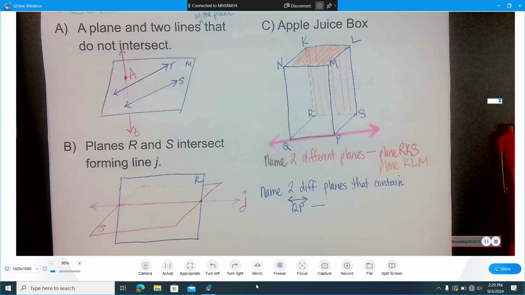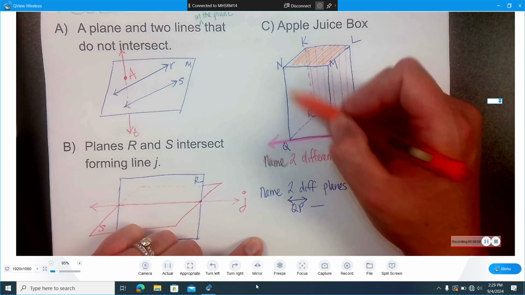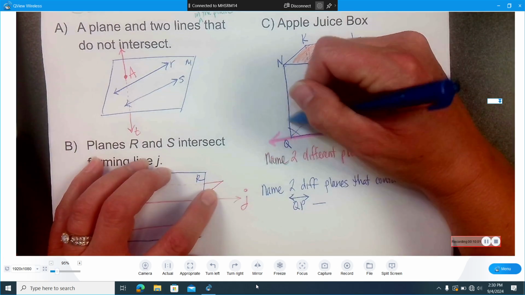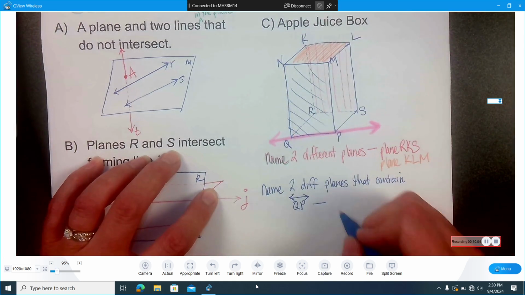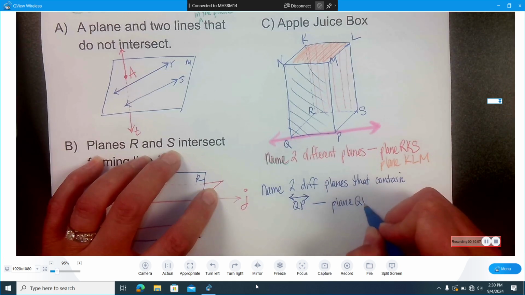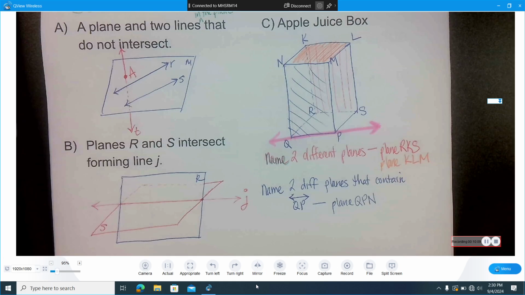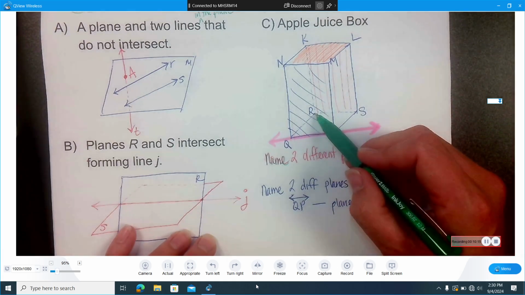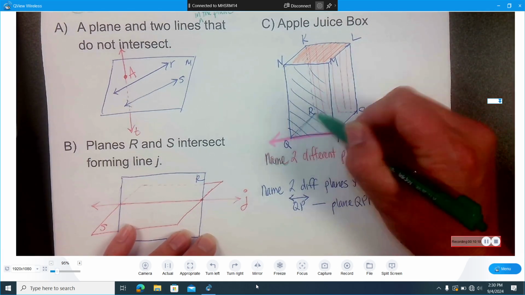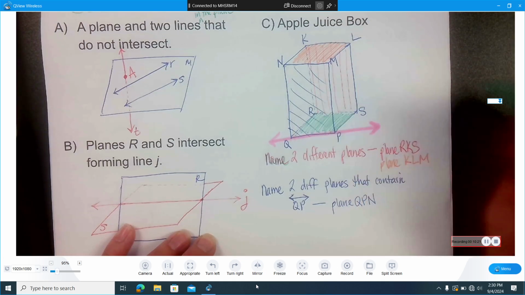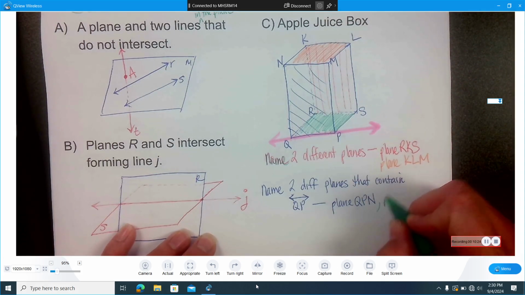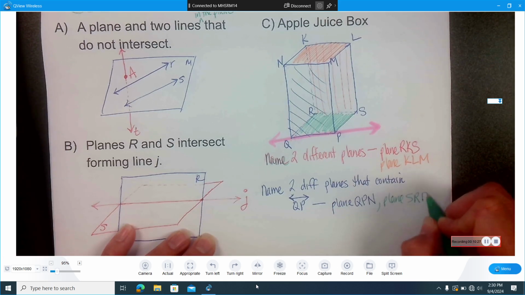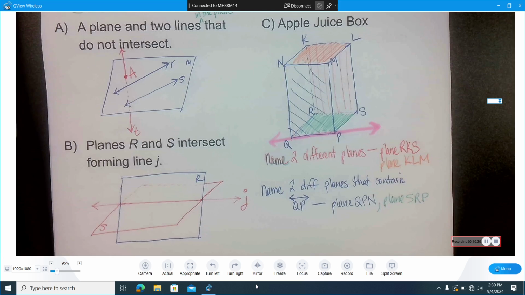So what did you say for the plane? QPN. Yeah, that works. That's that front plane right here. So plane QPN. And what's the other plane that intersects? SRP. That'll work. SRP is the bottom plane there of our box. Plane SRP. There's lots of ways to name those planes, right? We only need three points. There's four to choose from. Got lots of choices. All right.